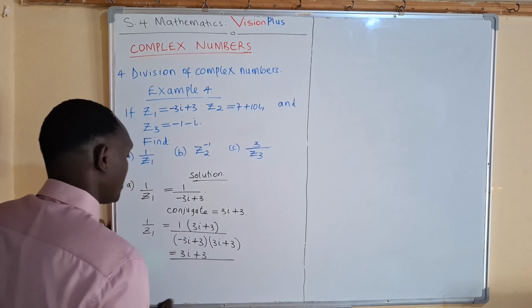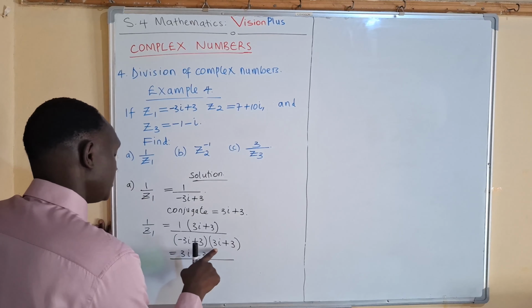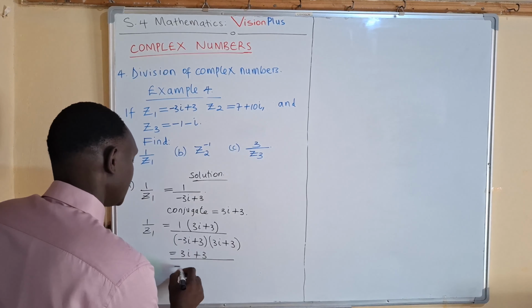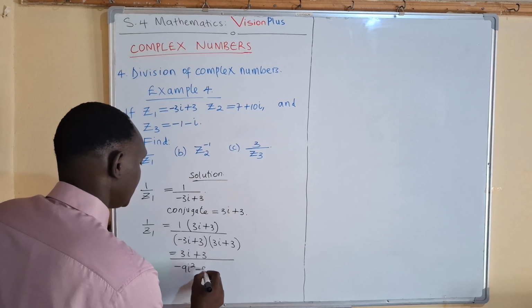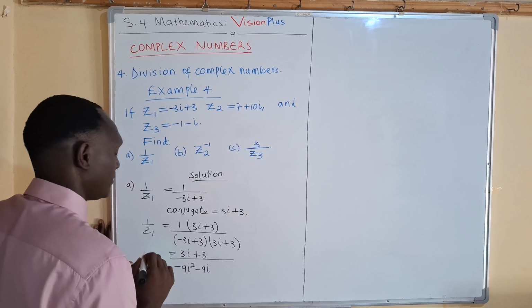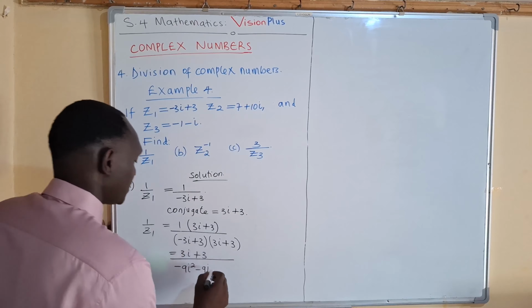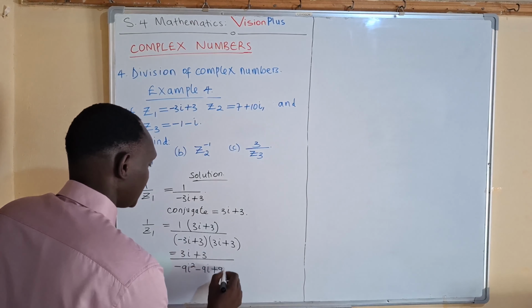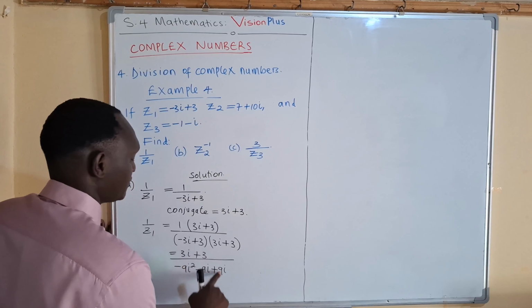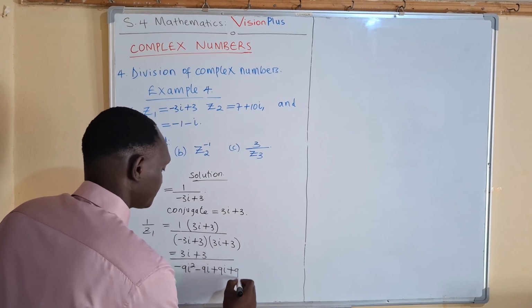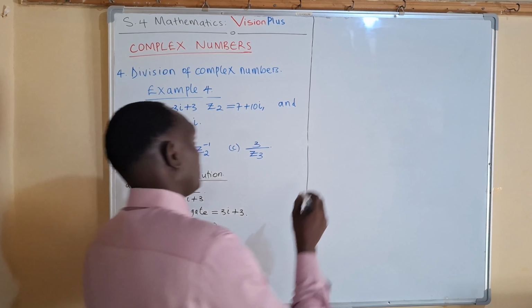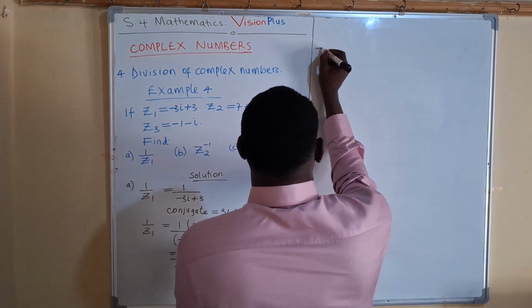Then we are dividing it by negative 3i times 3i, which gives us negative 9i squared. Negative 3i times 3 gives us negative 9i only. 3 times 3i gives us positive 9i. Then 3 times 3 gives us 9. Now from there we go on to further simplify.